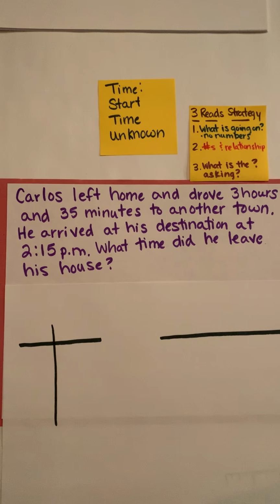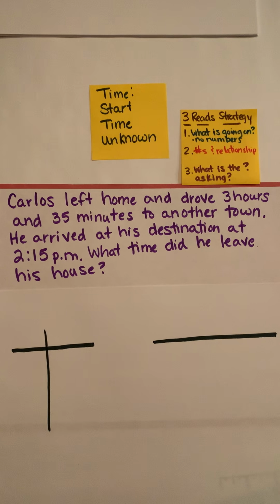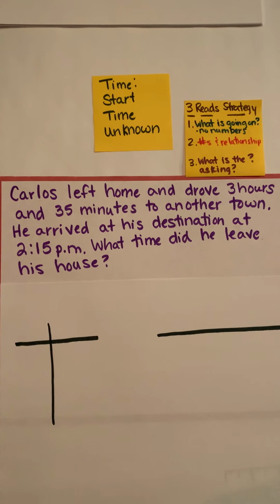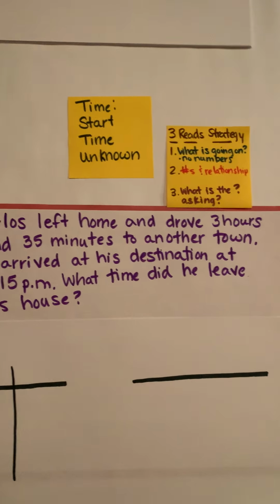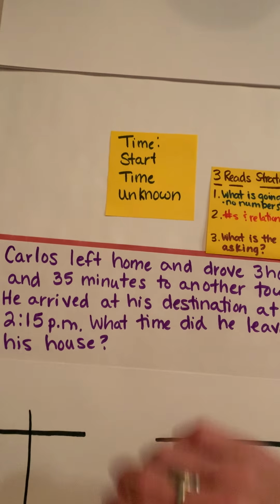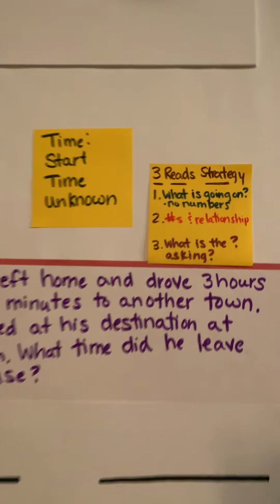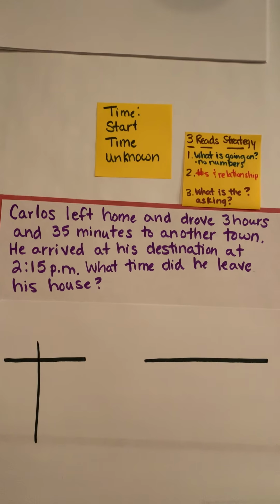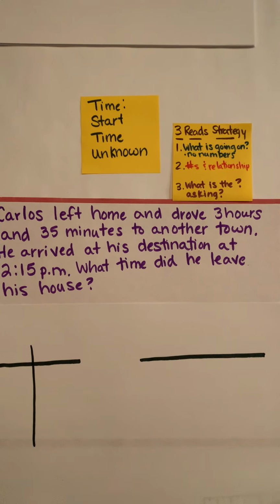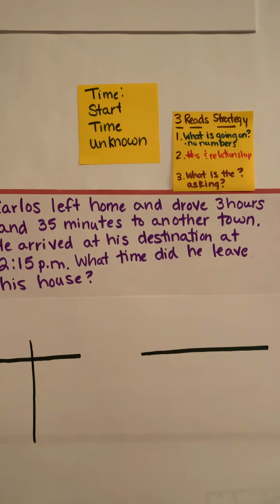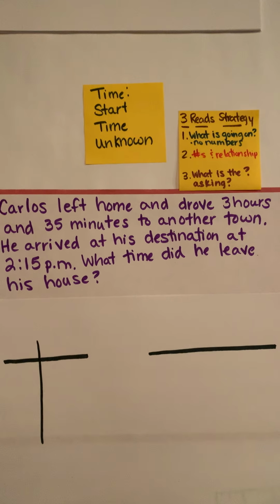So it says, Carlos left home and drove 3 hours and 35 minutes to another town. He arrived at his destination at 2:15 p.m. All right, so we're not going to focus on the question right now, so I'm just going to stop there. So what's going on here? Well, Carlos has left home and he's going somewhere. That's pretty much what happened. Carlos left home, he went somewhere. You can see how I did not worry about any numbers at this point.